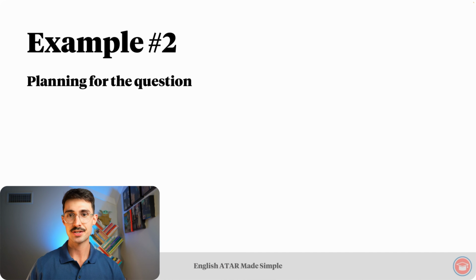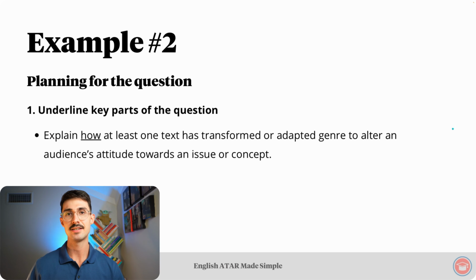Let's plan for this question. We know the drill. Firstly, let's underline the key parts of it, starting with, surprise, surprise, the word how. Then we'll look at transformed or adapted, then genre, alter, and audiences, attitude, an issue or concept.